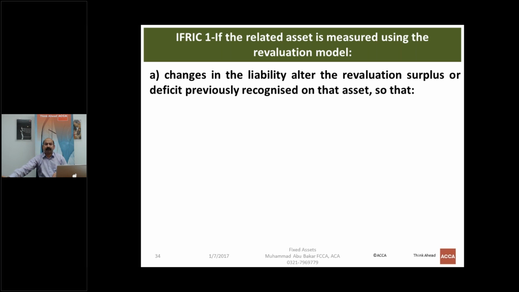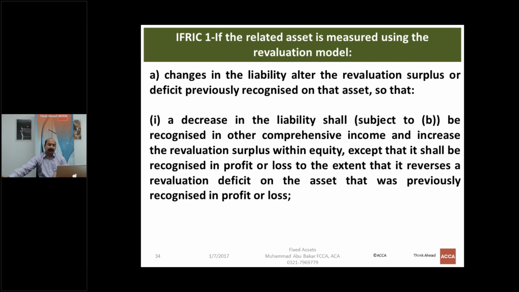So changes in liability alter the revaluation surplus or deficit previously recognized on that asset, so that a decrease in the liability shall be recognized in other comprehensive income and increase the revaluation surplus within equity, except that it shall be recognized in profit or loss to the extent that it reverses a revaluation deficit on the asset that was previously recognized in profit or loss. So this is one thing.